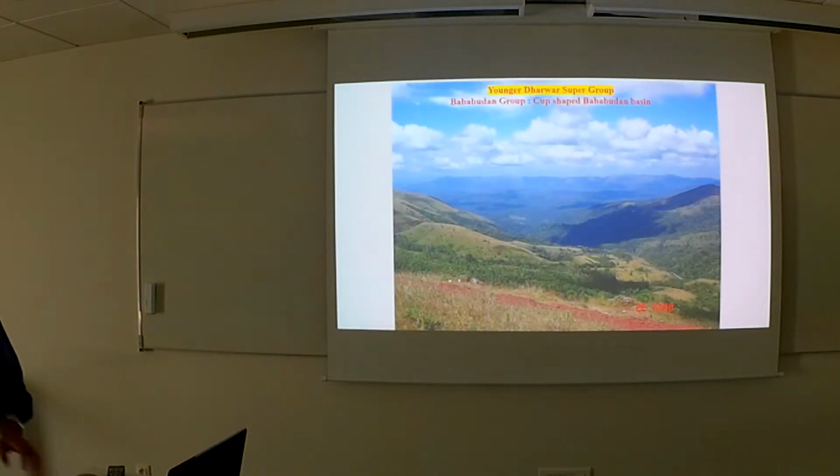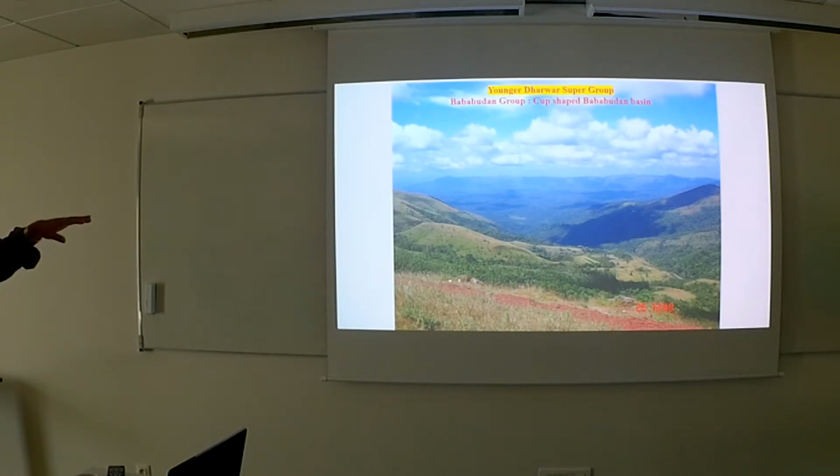Now coming to the younger greenstone sequences. I mentioned that there are two greenstone sequences, the older Sargur group and the younger Dharwar supergroup. In the younger Dharwar supergroup, the lower part is the Baba-Budan group, and this is the type area of the Baba-Budan group. This is the cup-shaped Baba-Budan basin, and as you can see, it is more rounded, and in the center there is a big depression, a flat area.